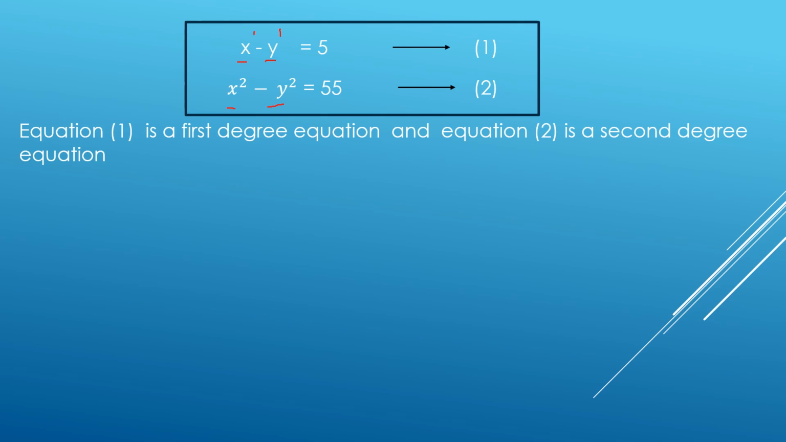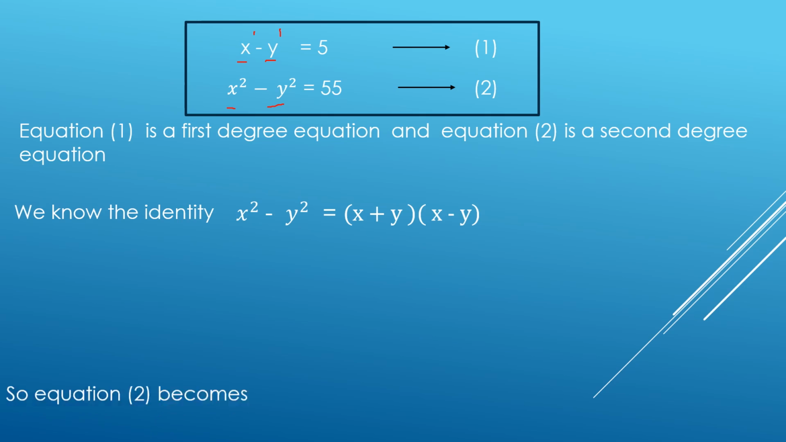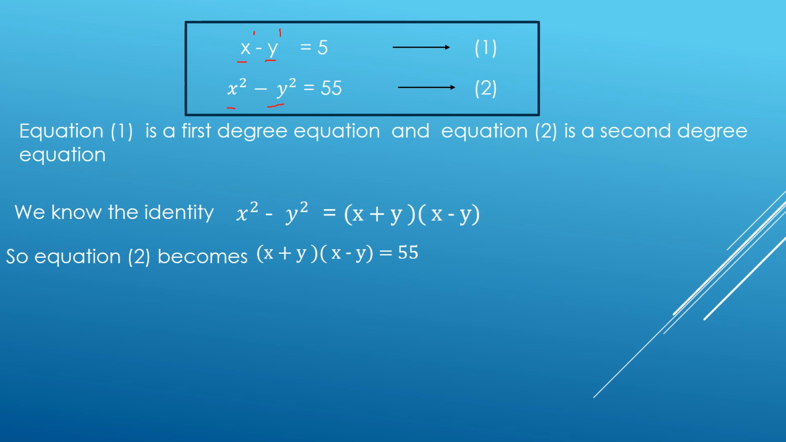Good. Now look at equation 2. Here we have x square minus y square equal to 55. Do you know any identity which is similar to this? Yes, correct. X square minus y square equal to x plus y into x minus y. So my question is, what will you do next? Yes, we can replace x square minus y square with this x plus y into x minus y. So the next is x plus y into x minus y equal to 55, isn't it?